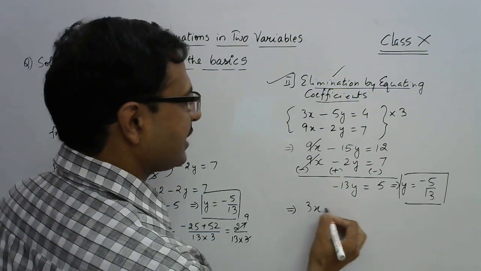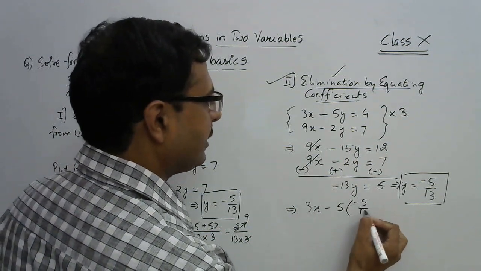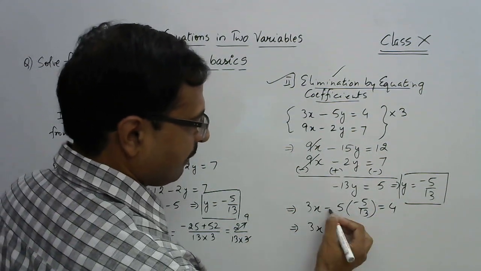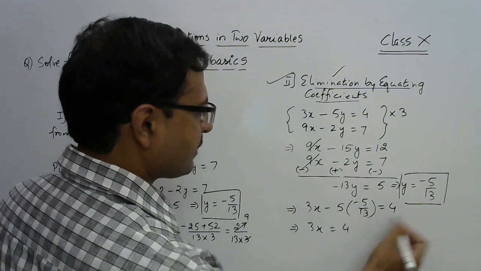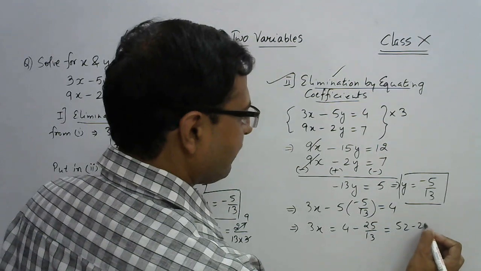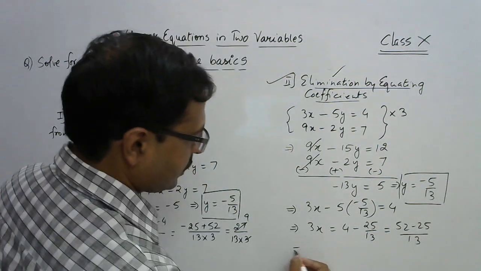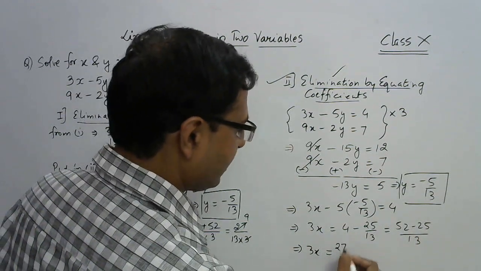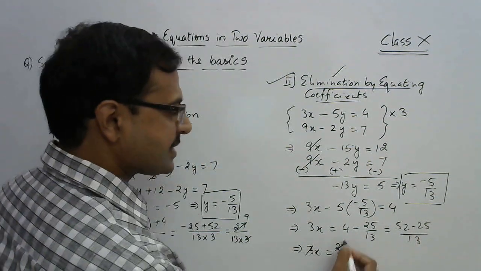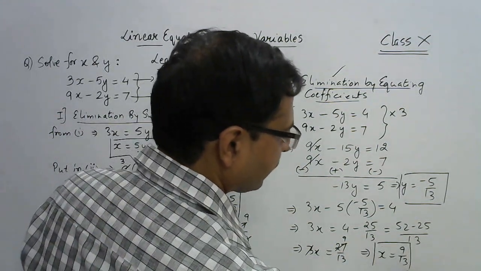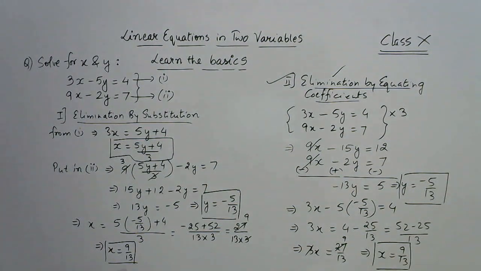So 3x minus 5y, where y is minus 5 by 13, equal to 4. Now you can simplify this: 3x minus minus is plus, so plus 25 upon 13 equals 4, so 3x is 52 minus 25 upon 13. So 3x comes out to be 27 upon 13. So 3 cancels 9 times, giving you the value of x as 9 upon 13. See, the same answer which we obtained earlier, 9 by 13 and minus 5 by 13.